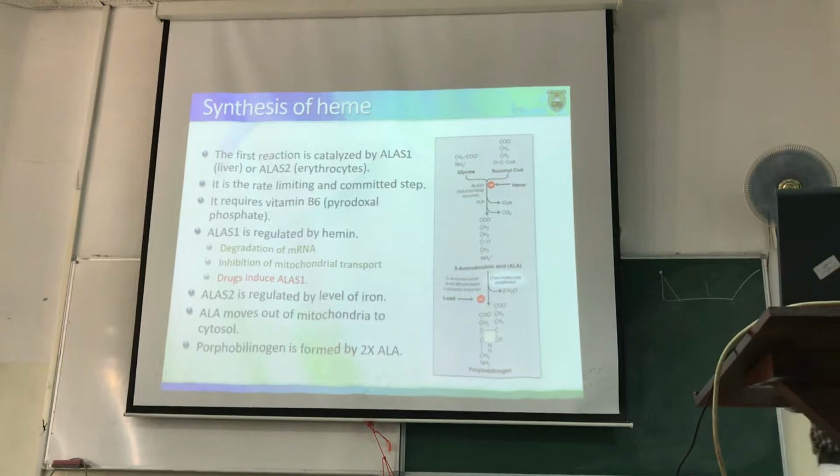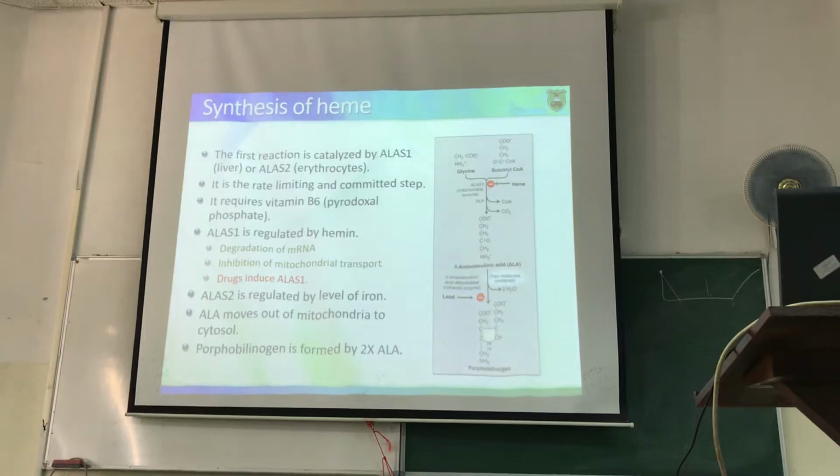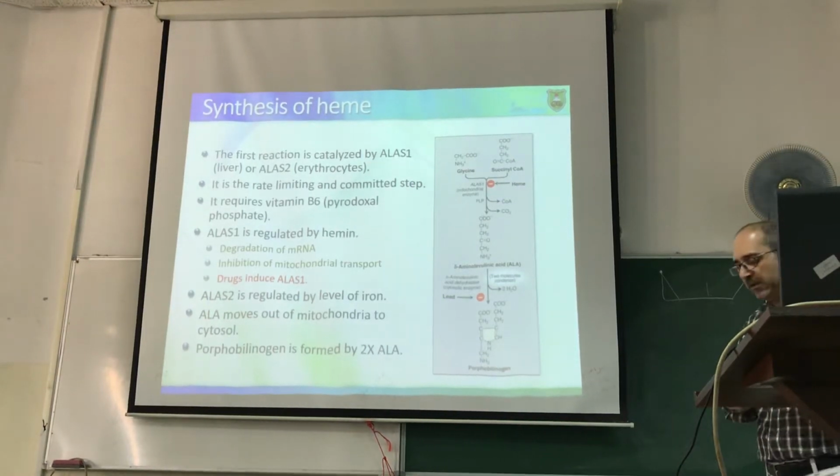So anyhow, there are two types of ALA synthesis, two isoenzymes produced from two different genes. ALA synthase 1 is a liver-specific enzyme. ALA synthase 2 is an erythroid-specific enzyme.